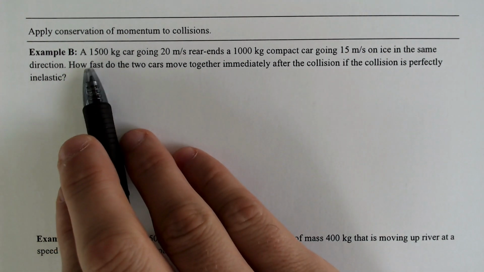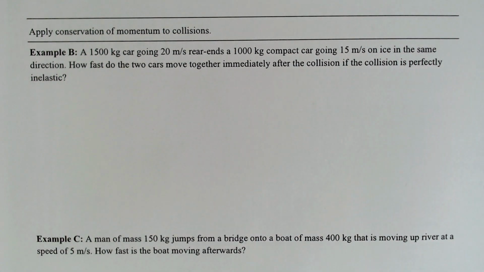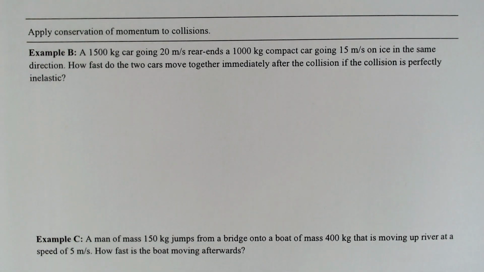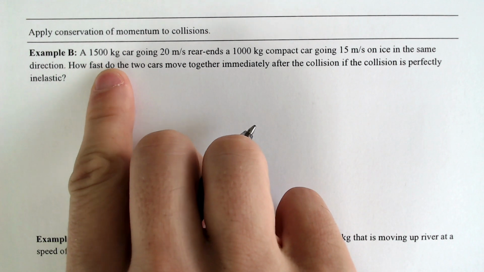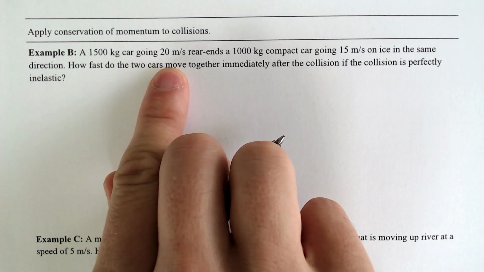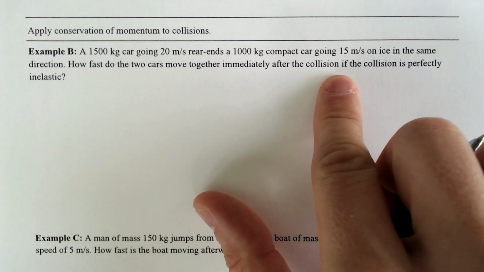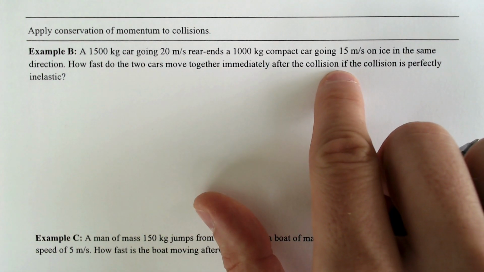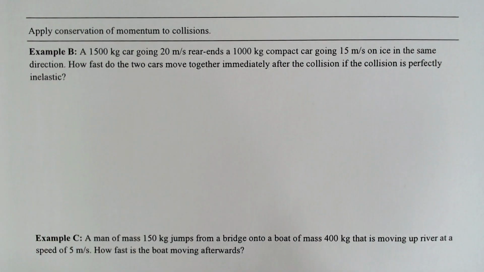So this first problem is going to be inelastic, and the big difference between inelastic and elastic is that with it being inelastic, there is no conservation of kinetic energy, and if it's perfectly inelastic, both objects are going to be going in the same direction. So we have this 1,500 kilogram car moving at 20 meters per second, and it rear-ended this 1,000 kilogram car that was going 15 meters per second on ice, and they're going in the same direction. That on ice is because we don't want to deal with friction too much.